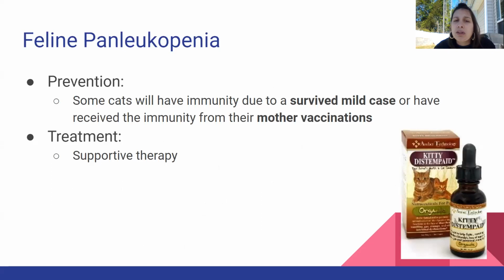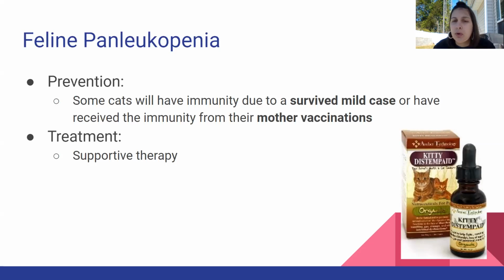If it's a mild case, if it's an older animal, like an adult cat, then typically it's going to be a mild case. They're going to survive it. They're going to be okay. There are some vaccines out there that you can give them, and typically if you have a mother cat and she gives birth, she'll pass that immunity, or passive immunity, to the kittens so that they're going to be immune from getting it.